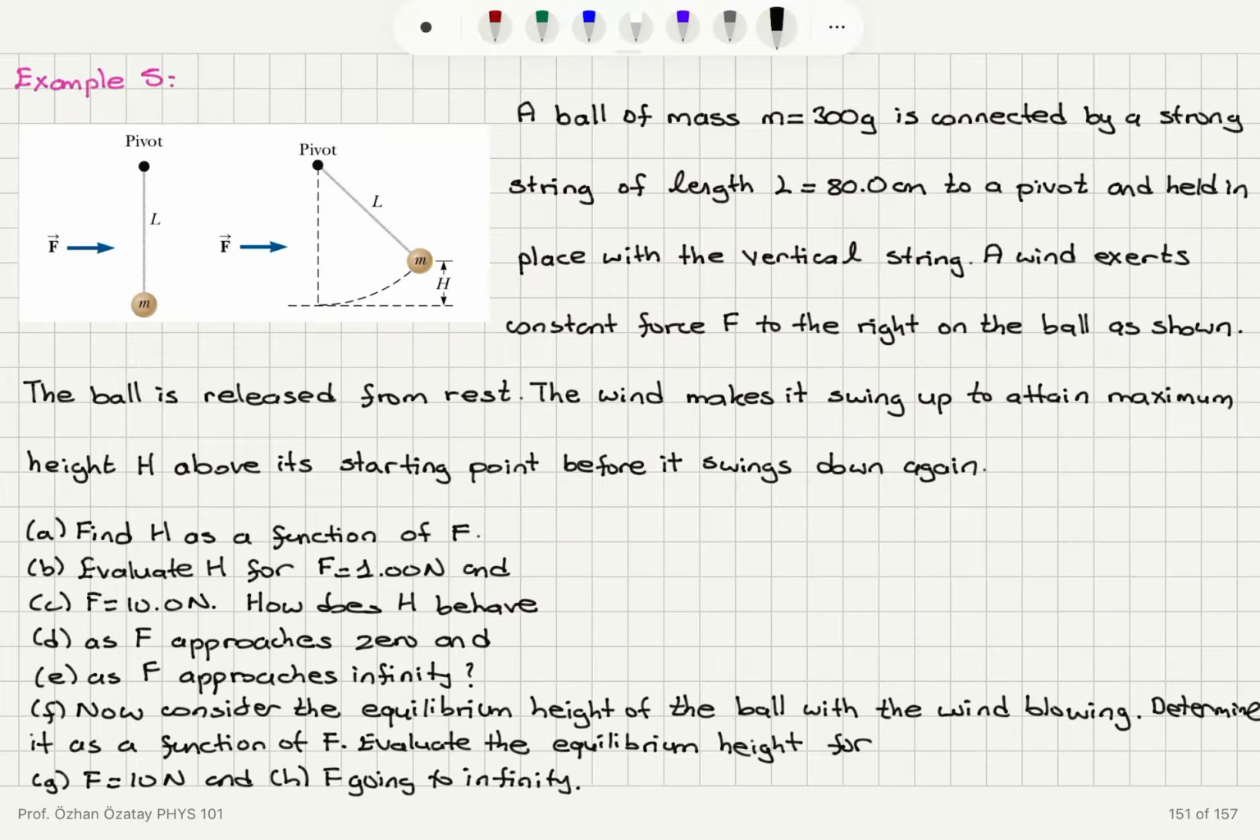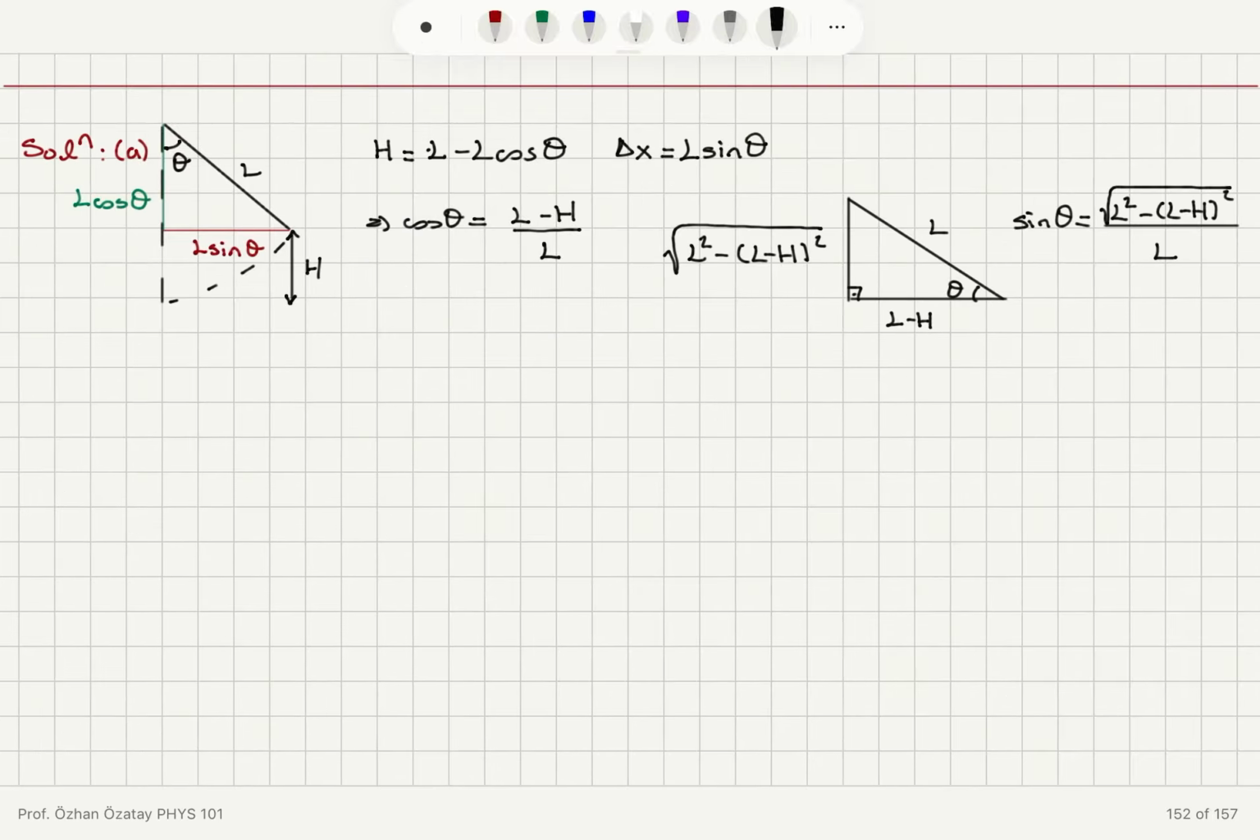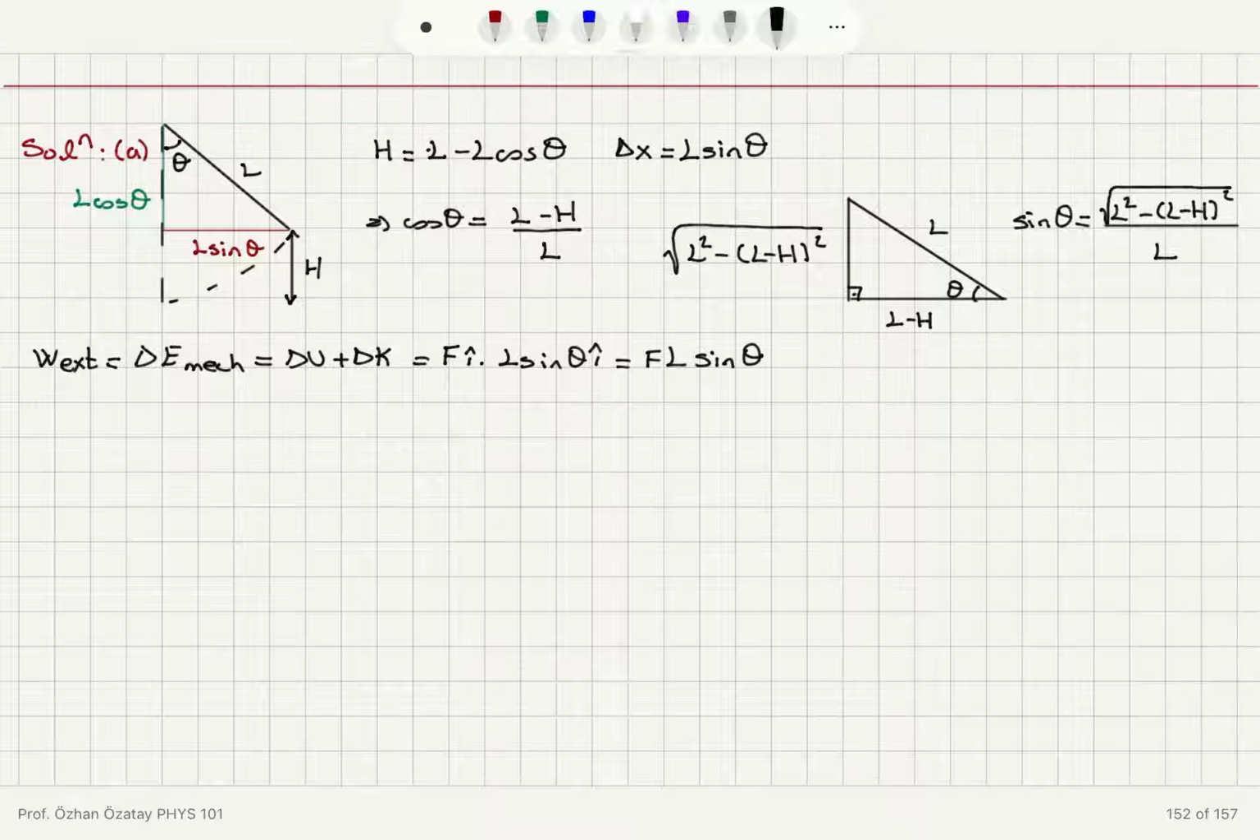Now there is an external force acting on the system, F to the right, so that will cause a change in the mechanical energy of the system. W external is delta E mechanical, which is delta U plus delta K. The force is in the i hat direction. The displacement is L sine theta in the i hat direction. So I find this is F L sine theta.